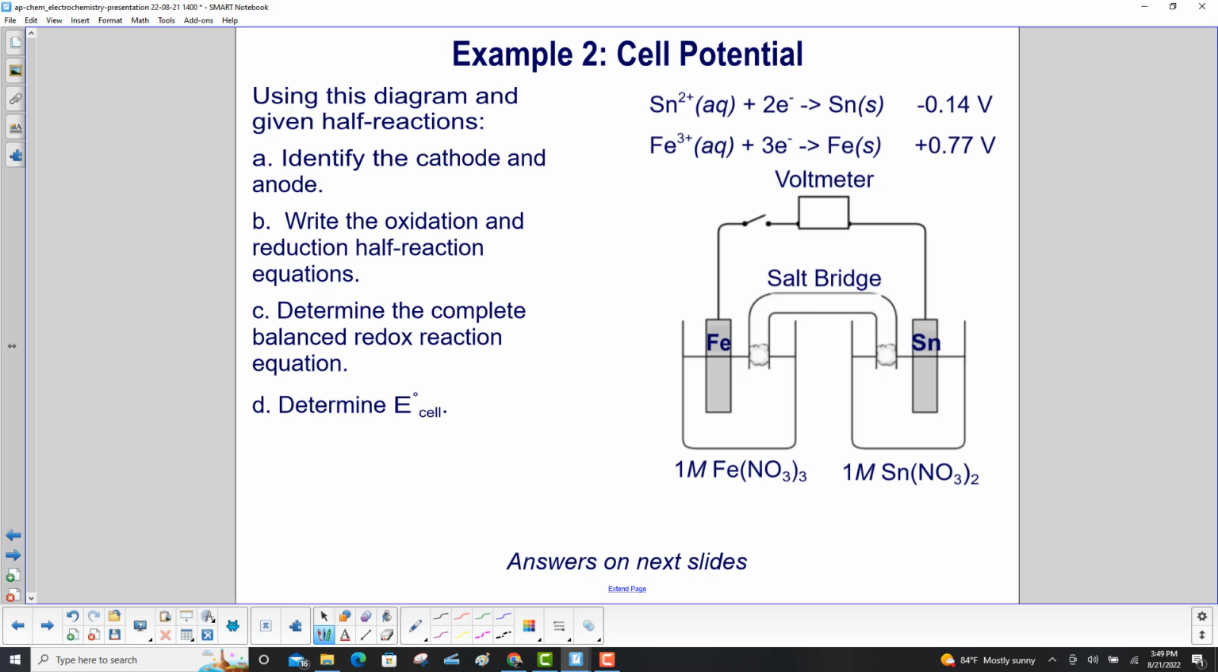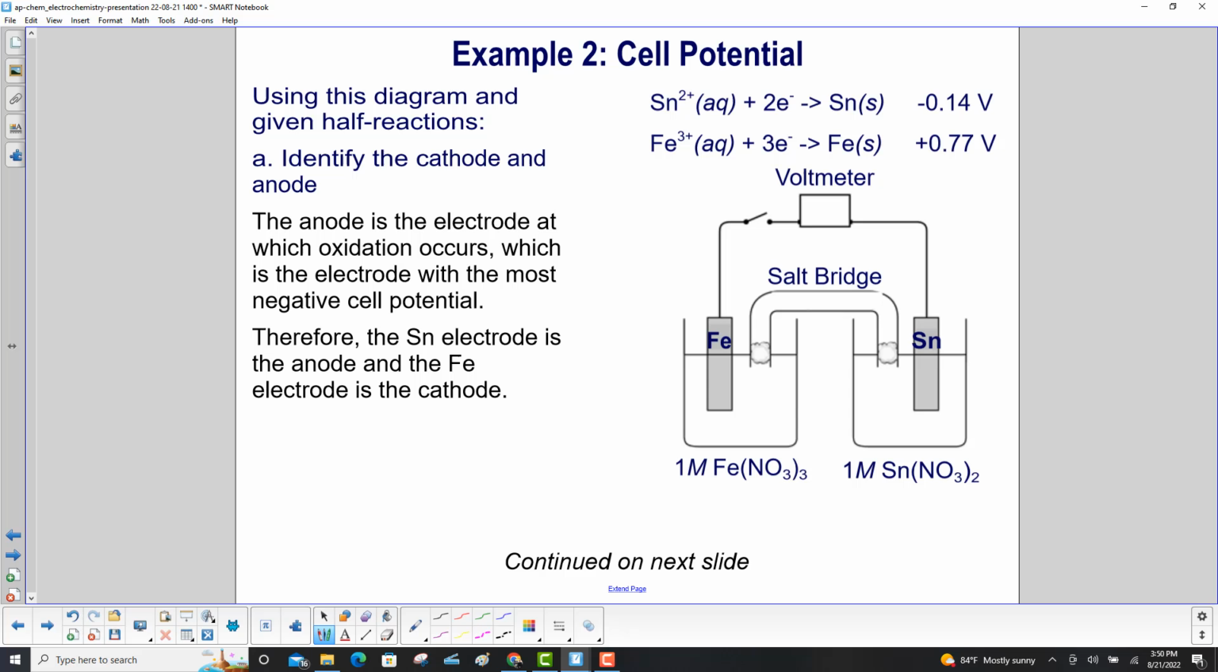Another reaction, and we have a different electrode here. Identify the cathode and anode, write the oxidation and reduction half reaction equations, determine the complete balanced redox reaction equation, and then determine E0 cell. Identify the cathode and anode.